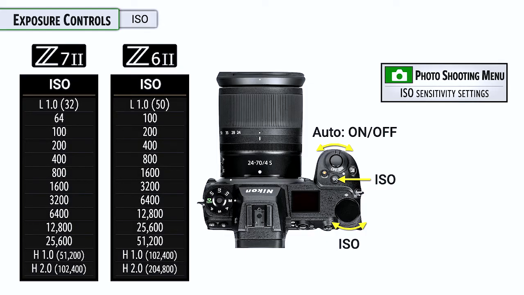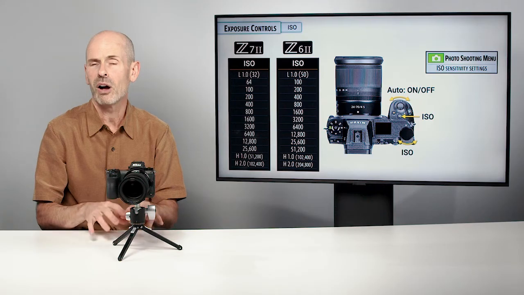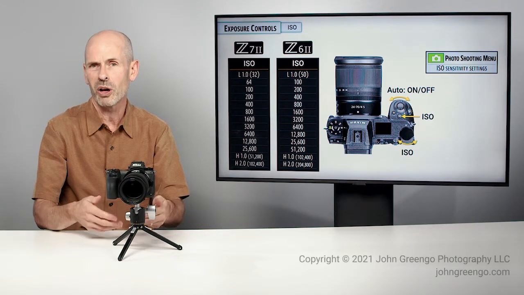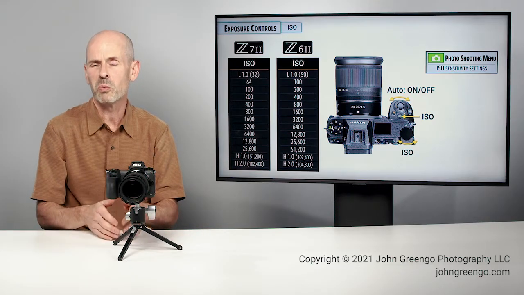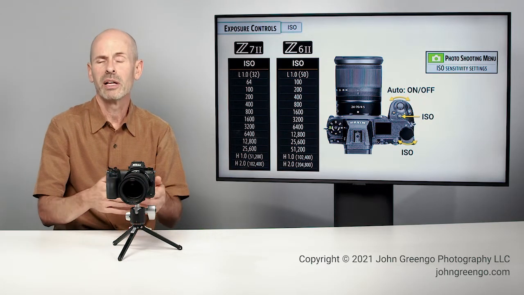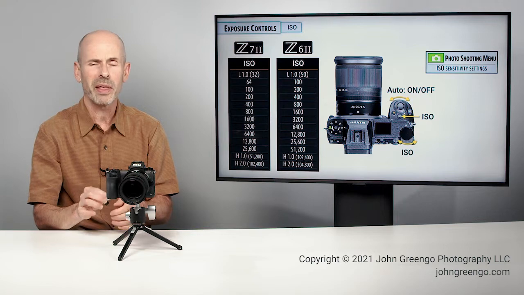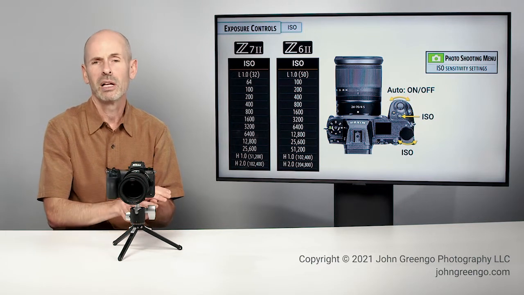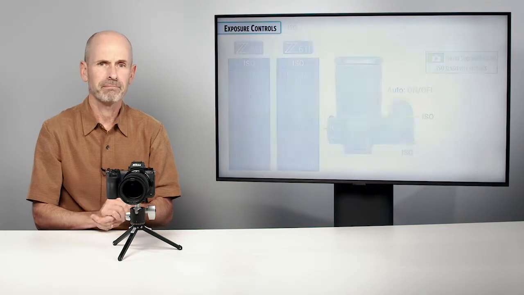Now there are more controls that you can have over the ISO in the photo shooting menu under ISO sensitivity settings. You'll have some parameters that you can set on the auto, the way that the camera works with auto and when it switches from one ISO to the other when it's in that mode. And we'll talk more about that when we get into the menu section later on in this class.